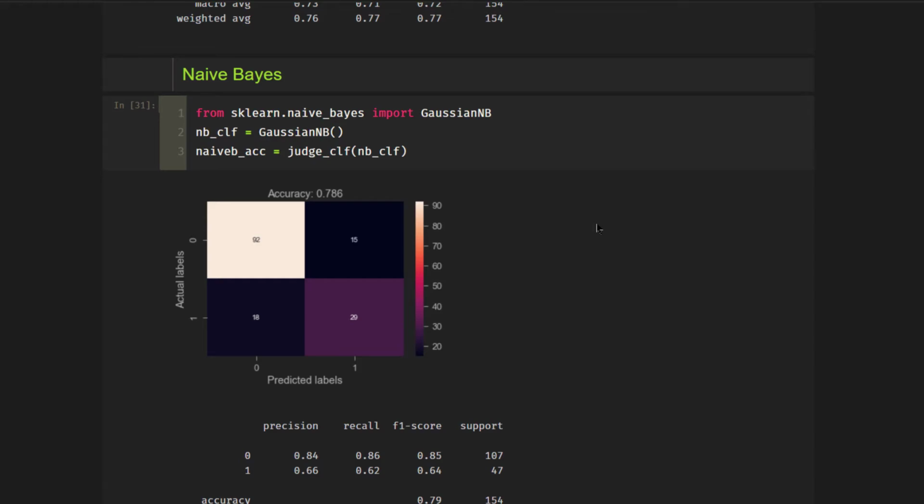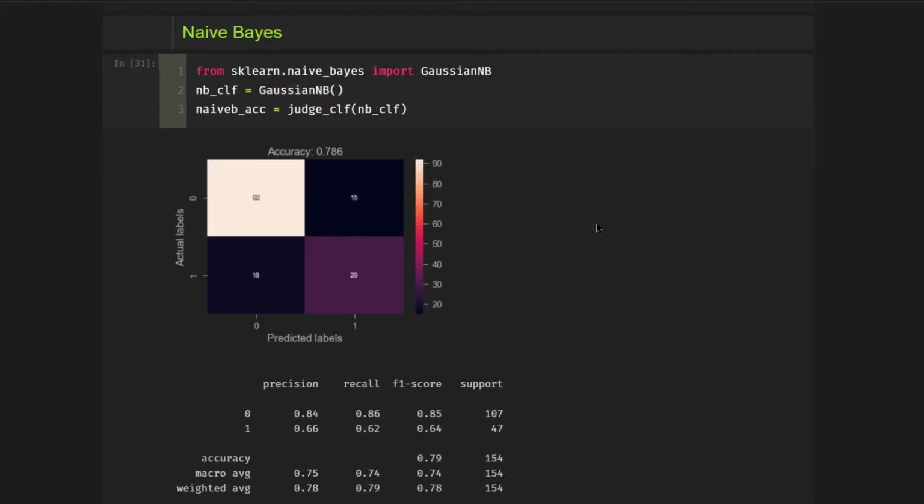Then there is naive Bayes. Naive Bayes works on the famous Bayes algorithm. Generally, people talk about multinomial naive Bayes, but Sklearn implements Gaussian naive Bayes. Now, what is Gaussian naive Bayes? Basically, you create Gaussian distributions of every feature for a given category. For example, for the insulin feature, we'll get two Gaussian distributions, one for diabetic patients and one for non-diabetic patients.